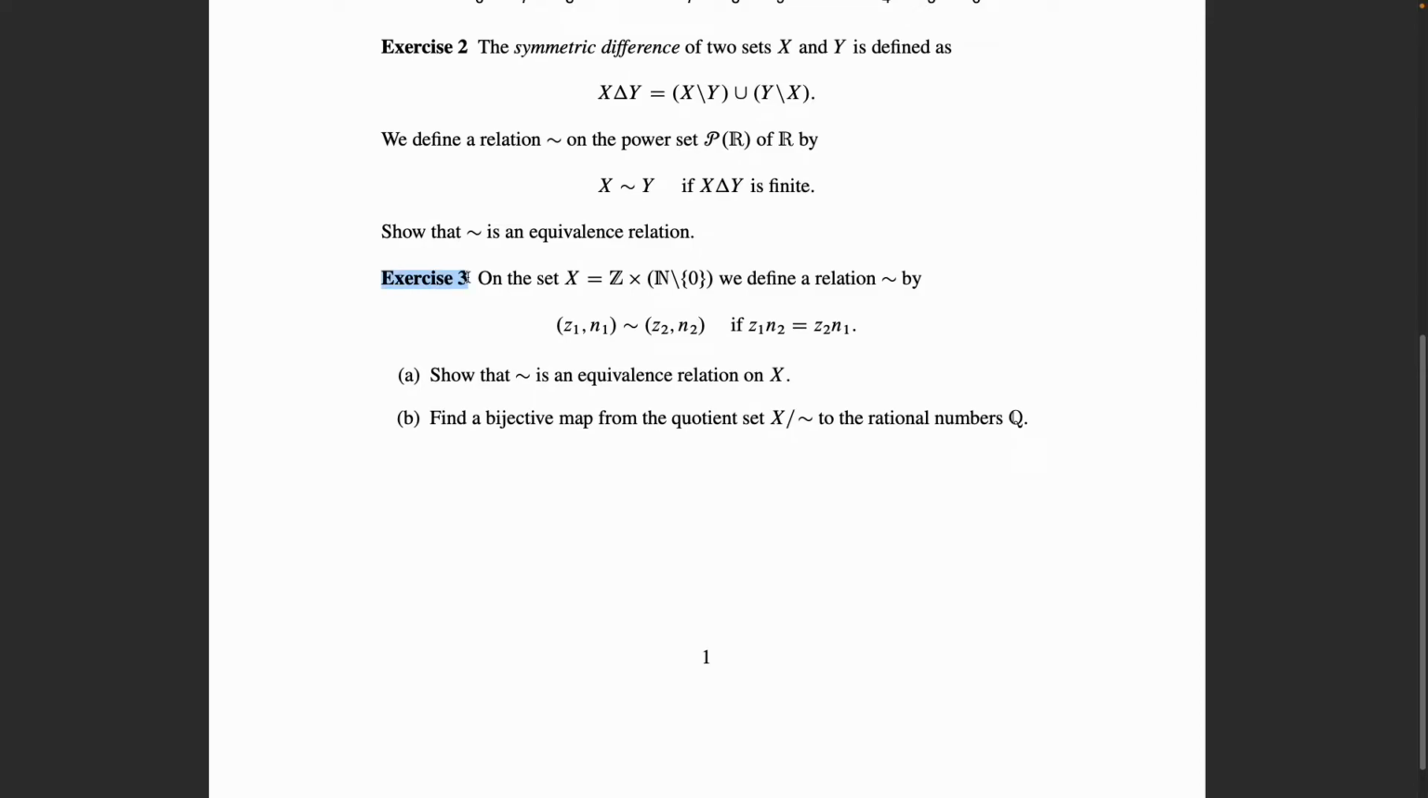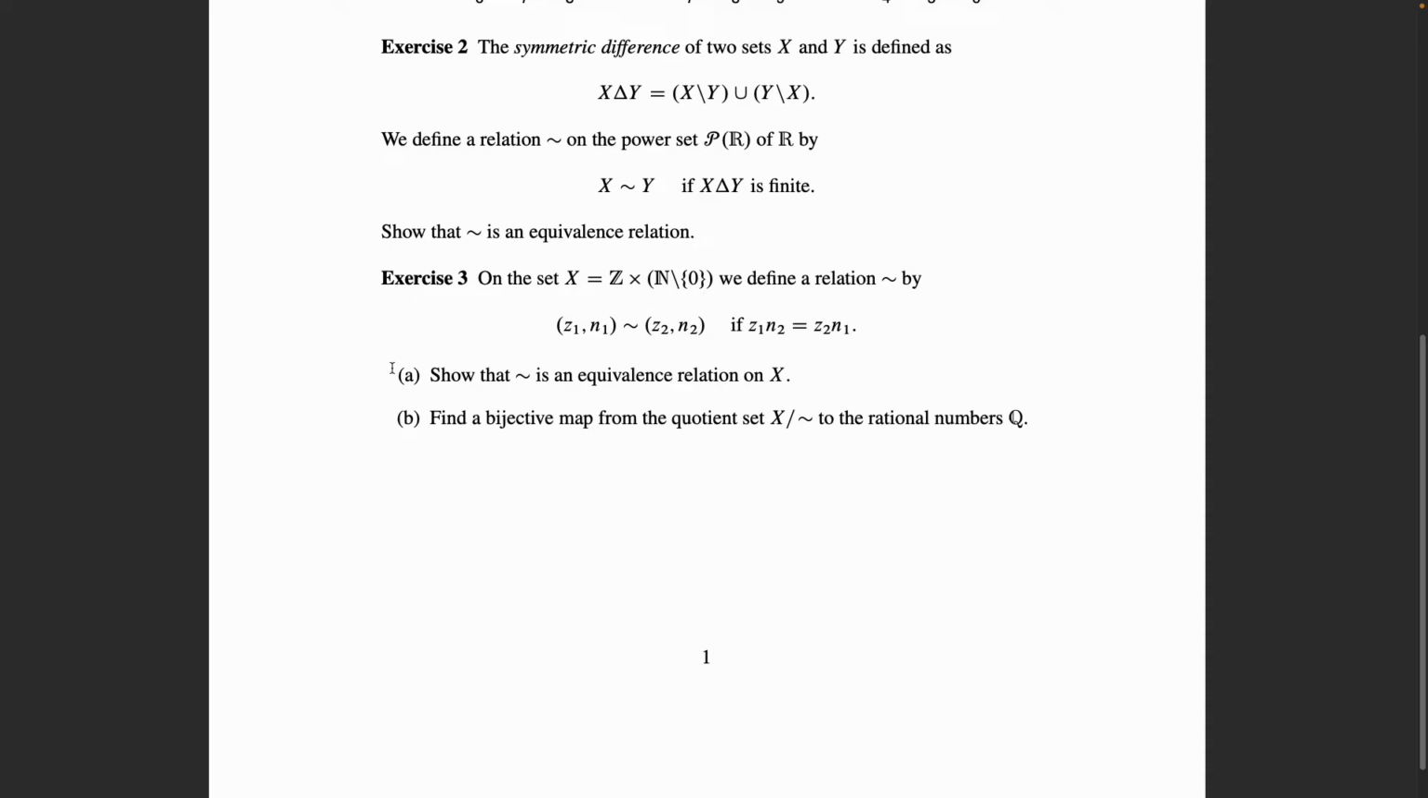And in exercise 3, this is also about equivalence relations. So here we consider the following set X, the integers times the positive natural numbers. And we define a relation on this Cartesian product here, where the first entry is an integer, the second one is a positive natural number. And two such pairs are deemed equivalent if Z1 times n2 equals Z2 times n1. Okay, so this one here multiplied by that one equals this one multiplied by that one. And if that's the case, they're considered to be equivalent.